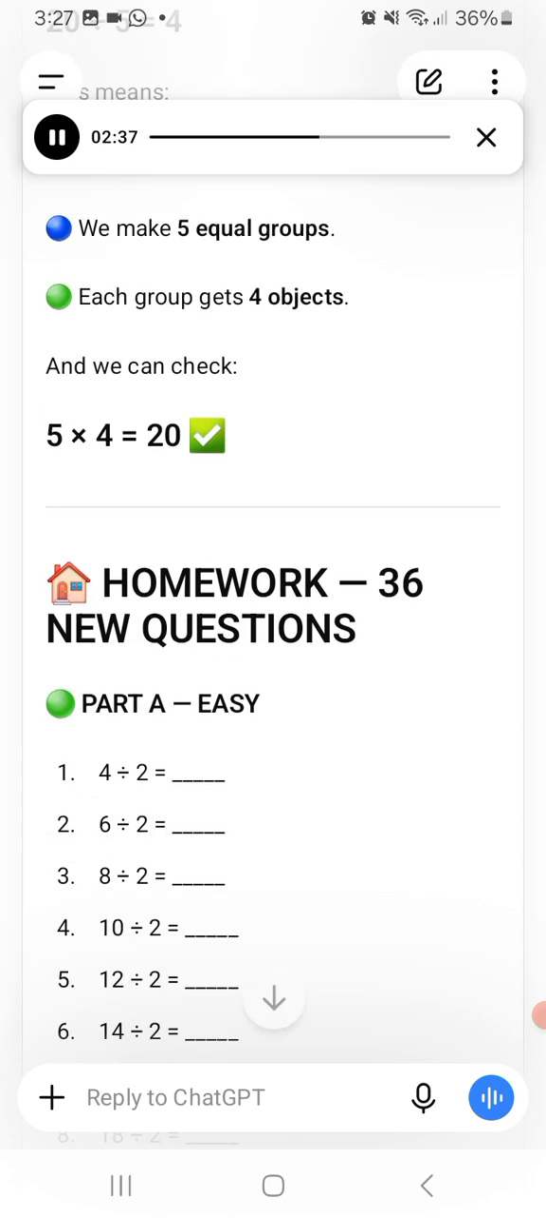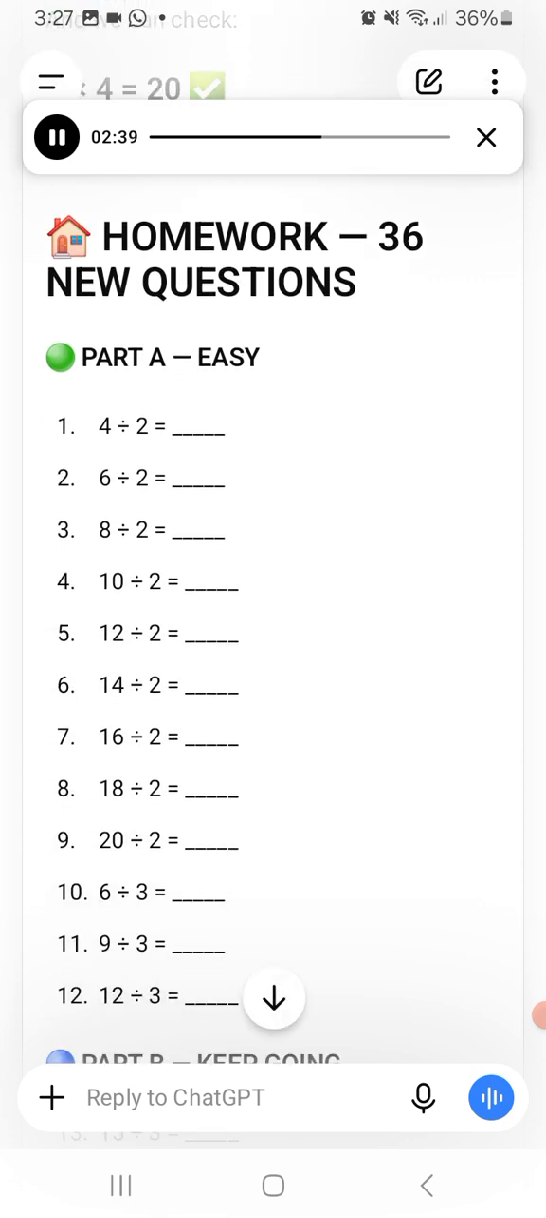Homework. 36 questions. Part A, Easy. 1, 4 ÷ 2 = 2. 2, 6 ÷ 2 = 3. 3, 8 ÷ 2 = 4. 4, 10 ÷ 2 = 5. 5, 12 ÷ 2 = 6. 6, 14 ÷ 2 = 7. 7, 16 ÷ 2 = 8. 8, 18 ÷ 2 = 9. 9, 20 ÷ 2 = 10.